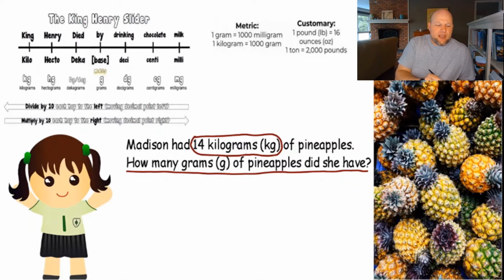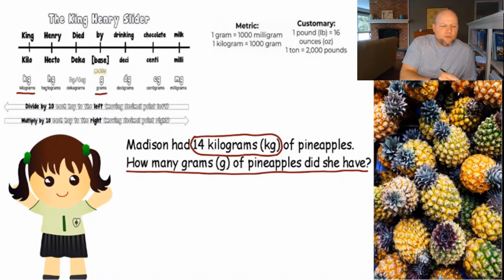So the first thing we have is Madison. Here's Madison, and she has 14 kilograms of pineapples. That's a lot of pineapples. And we have to figure out how many grams that is. 14 kilograms to grams. So let's look at this first chart, the King Henry slider. Kilograms is here, and grams is here.